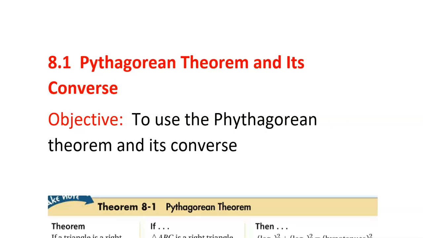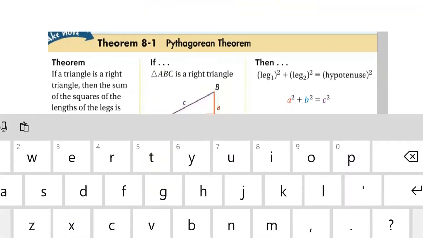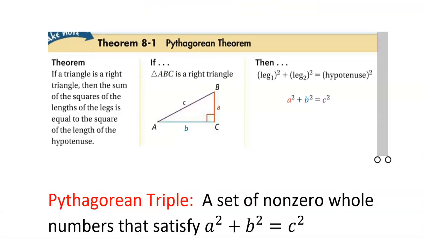So section 8.1, Pythagorean theorem and its converse, and our objective is to use both of those theorems and converses. Theorem 8.1, Pythagorean theorem. If the triangle is a right triangle, then the sum of the squares of the lengths of the legs is equal to the square of the length of the hypotenuse.